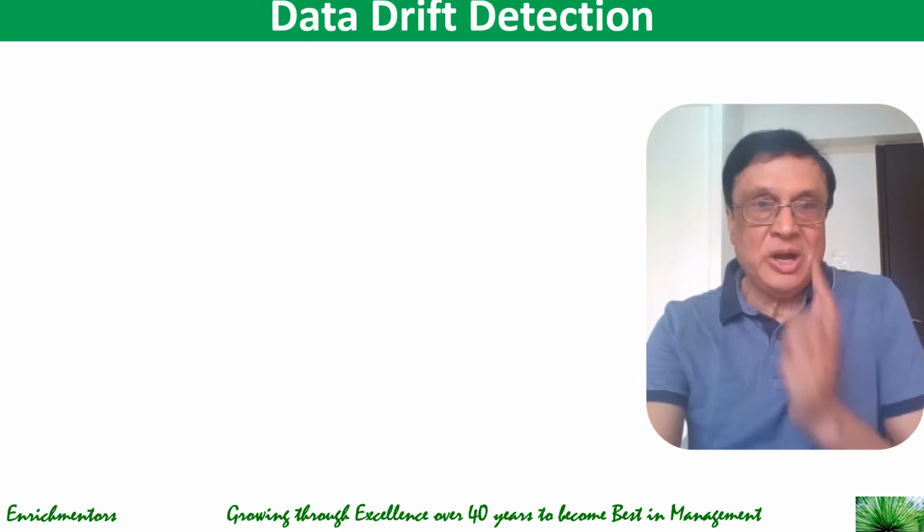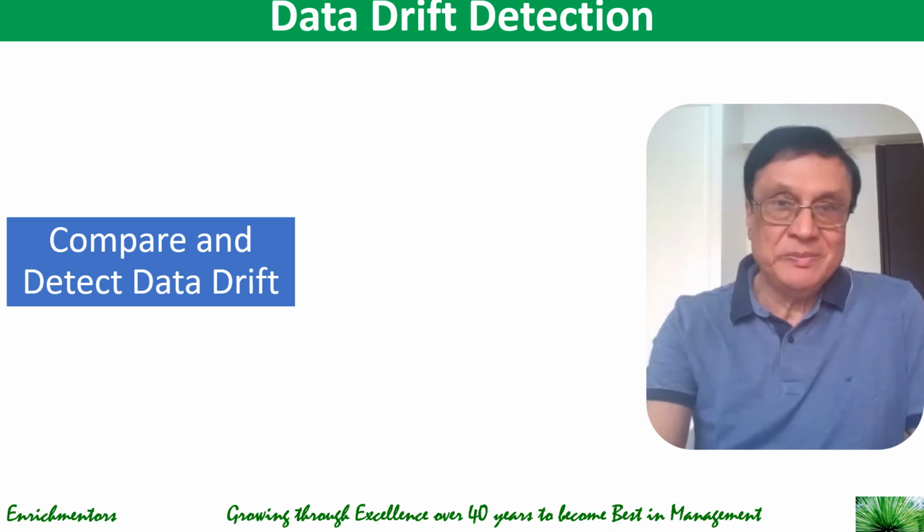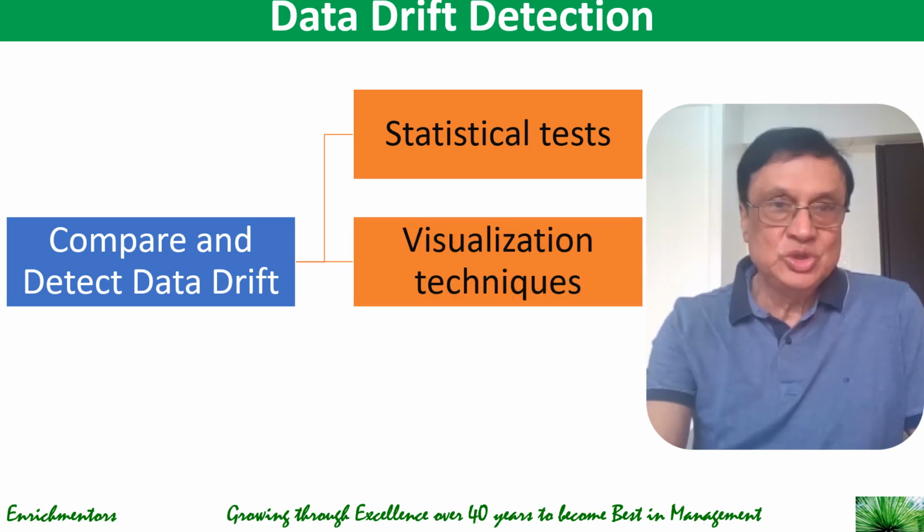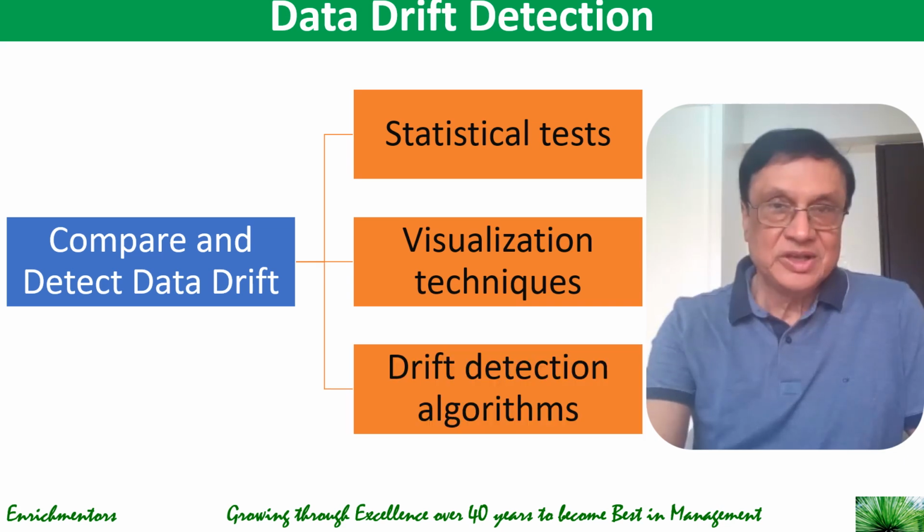Then you need to monitor the data drift. That's one of the important things that can throw your model out of gear: changes in the distribution of input data over a period of time. There you need to compare the incoming data to historical data and detect deviations that may impact the model performance. And you can use statistical tests, visualization techniques, and drift detection algorithms to identify the data drift.